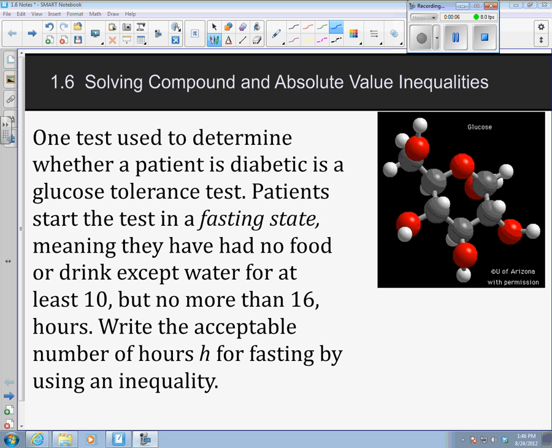Today we're going to be talking about solving compound inequalities and absolute value inequalities. This is section 1.6 for Algebra 2.